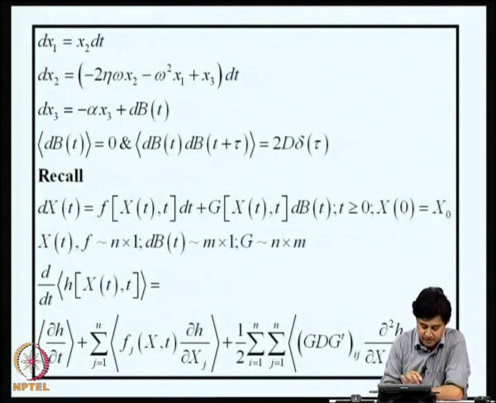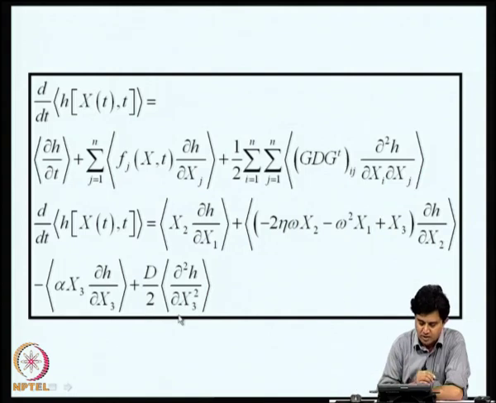You may recall that when we discussed the Markov vector approach for solving random vibration problems, we considered the general form of SDE of this form for an n dimensional response vector, and we showed that the time evolution of the expectation of a function h of x comma t follows this law. This we derived when we discussed the Fokker-Planck equation, the backward Kolmogorov equation and the moment equations. Now, we will use this and derive the required equations for the moments.